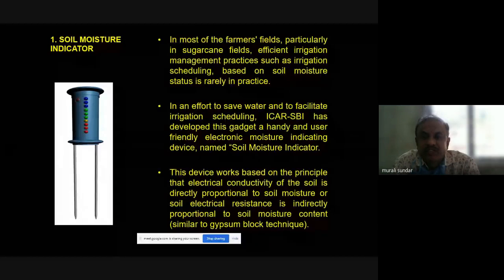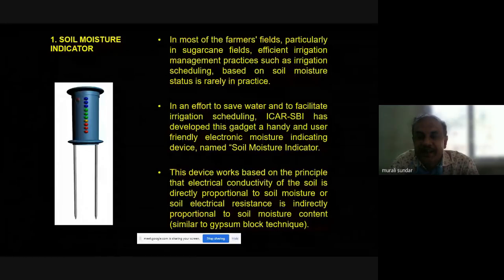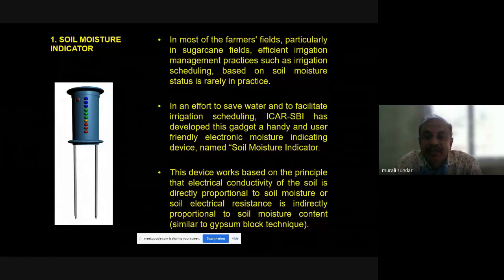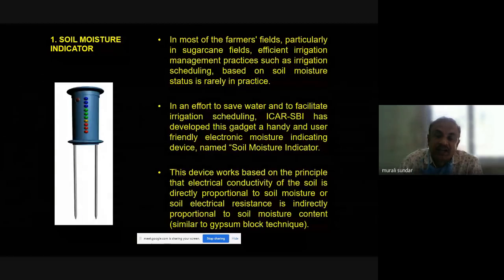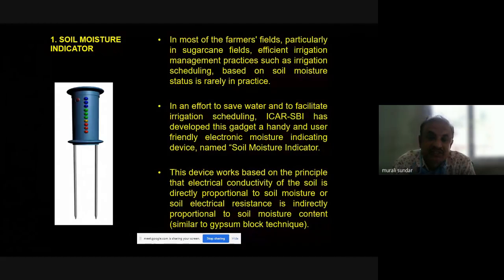In most farmers' fields, particularly in sugarcane, efficient irrigation management practices such as irrigation scheduling based on soil moisture status are rarely in practice in India. So in an effort to save water and to facilitate irrigation scheduling, ICAR-SBI has developed a gadget, a handy and user-friendly electronic moisture indicating device named the soil moisture indicator. We had a project from 2008 to 2012 called the Farmers Participatory Action Research Program. In that, we installed tensiometers to measure the soil moisture.